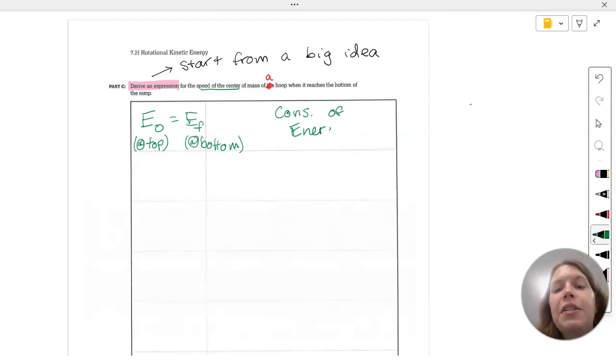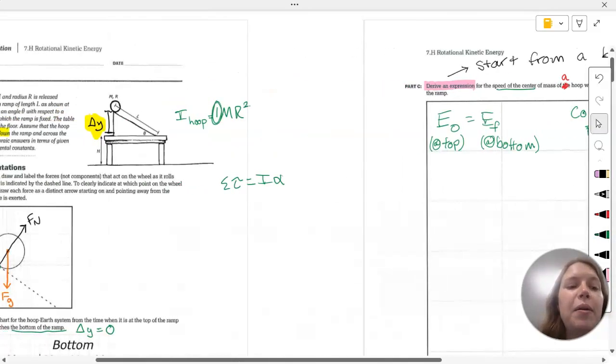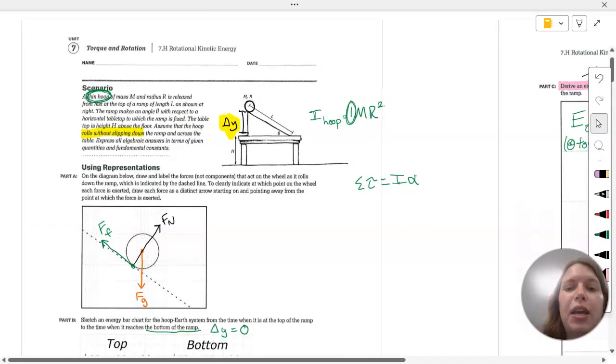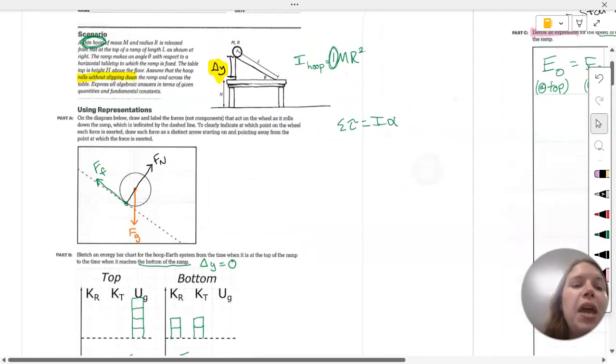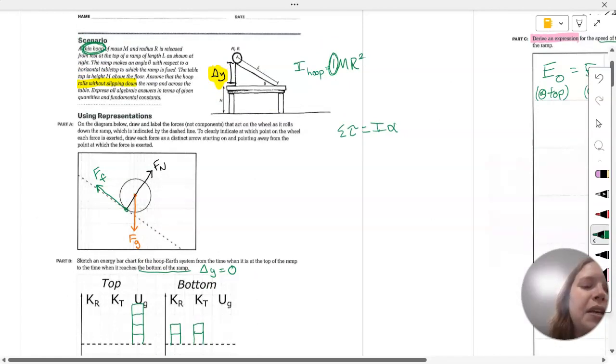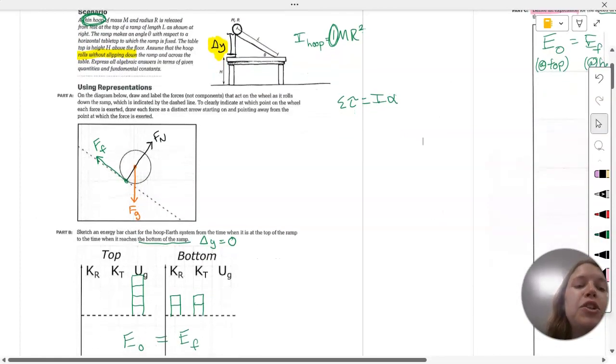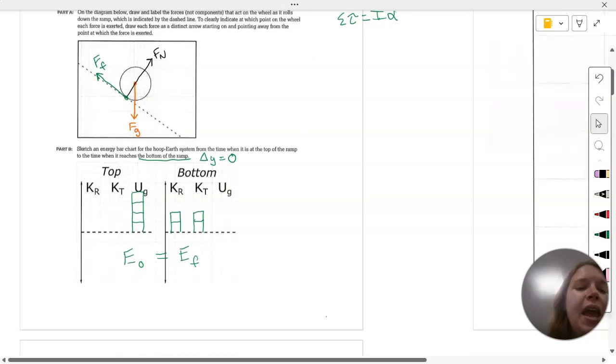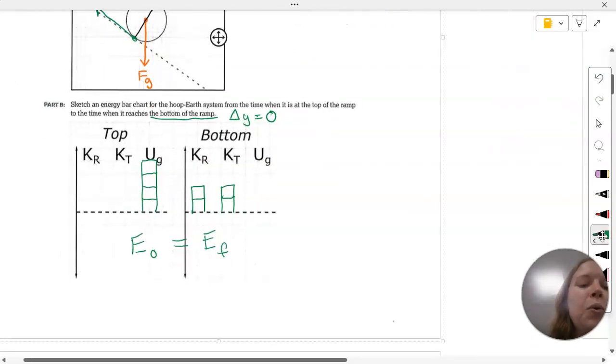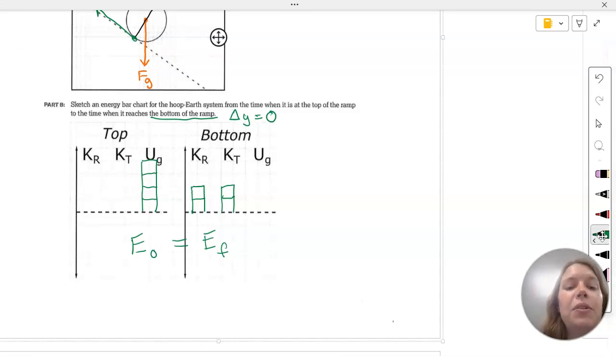No work is done in our system, so we can say the total energy of the system stays the same. For the case of our hoop rolling down the ramp, and this comes from this page in the AP Physics 1 workbook, we have a torque being exerted from the force of friction causing the hoop to roll. That means that the total gravitational potential energy it had at the start is divided up into the two buckets of rotational kinetic energy and what's called translational or linear kinetic energy.